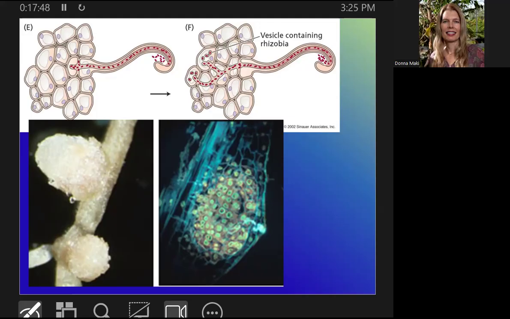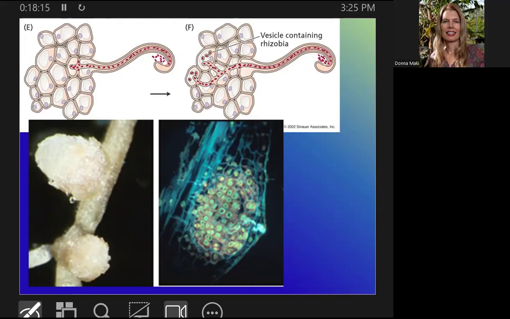So the picture on the left is just an outside visual of a root nodule. And then if you stain it and look at it under the microscope after you slice it in cross section, all the green are different bacteria in the nodule. And so the plant creates a house, essentially a home for these bacteria, and the plant can get access to the ammonia that the bacteria make.